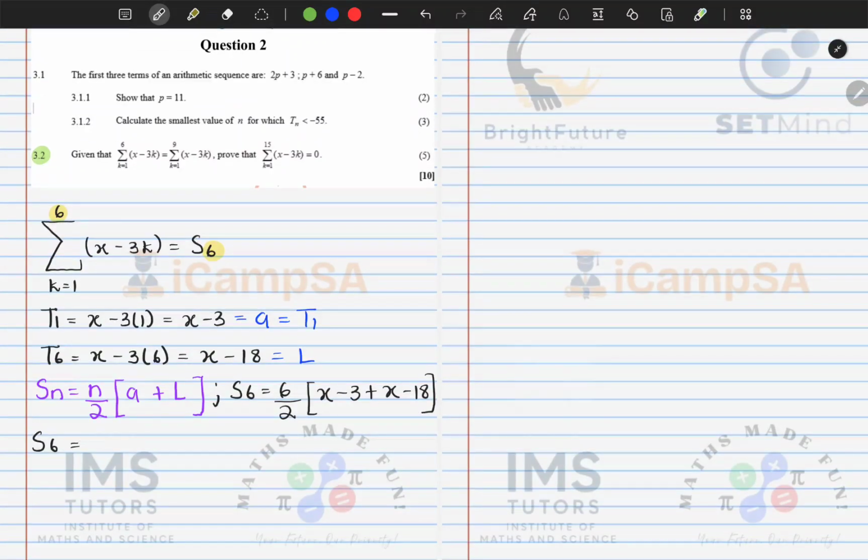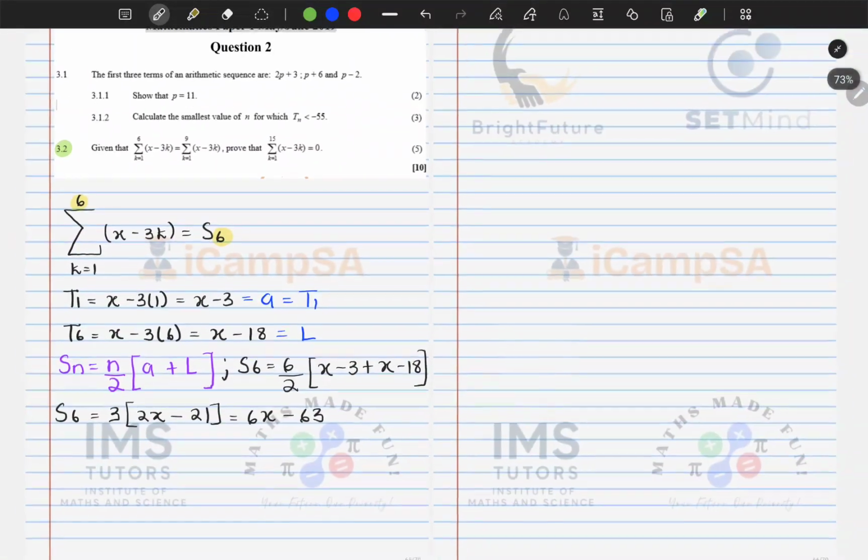So if you solve for this, you'll see that the sum of the 6 terms will give us 3 into, if you observe carefully, 2x minus 21. Of which this, if you quickly multiply, you'll get 6x minus 63. Okay, that is what we get.